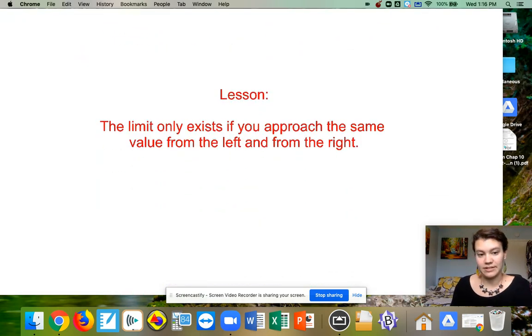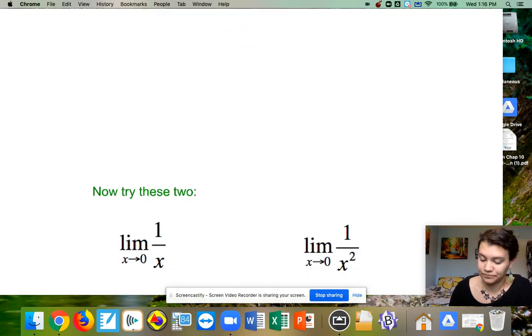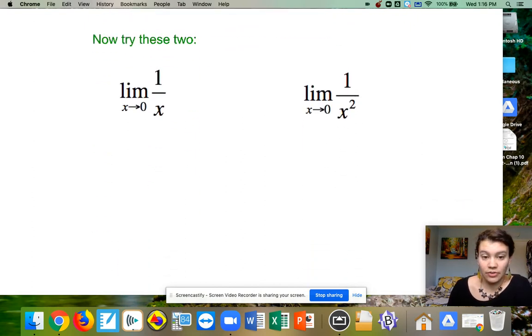So that's the summary lesson here. The limit only exists if you approach the same value from the left and from the right. Okay, so these two, graph them in your calculator to get a sketch, and then think about what the limit would be.